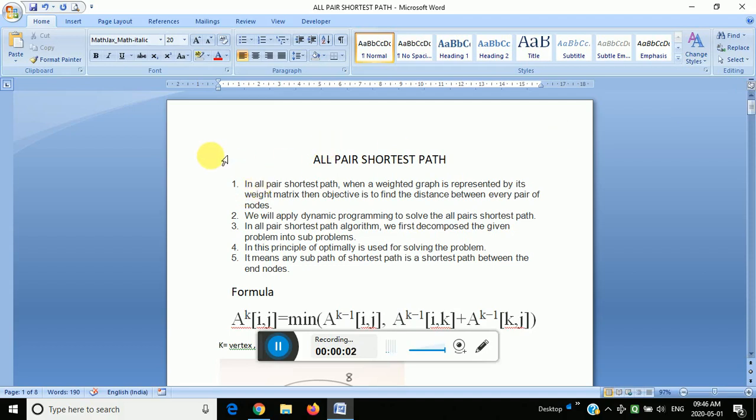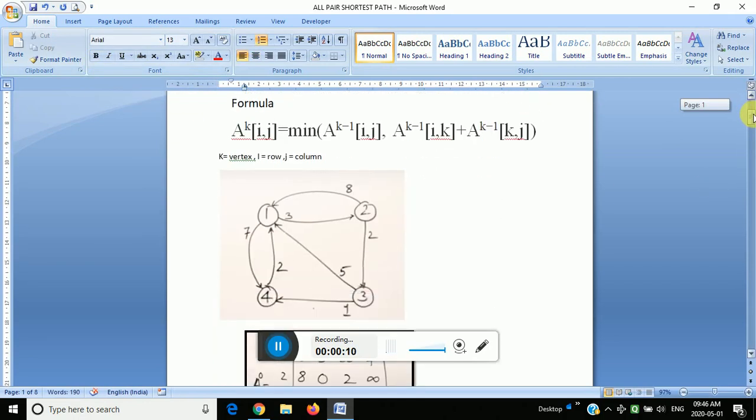So hello everyone. Today I am going to explain the all pair shortest path. In all pair shortest path, we have to find the shortest path between every pair of vertices: from 1 as a source, 1 to 2, 1 to 3, 1 to 4, and from 2 as a source, 2 to 1, 2 to 3, and 2 to 4. From 3 as a source, 3 to 1, 3 to 2, 3 to 4. Like this we have to find out.